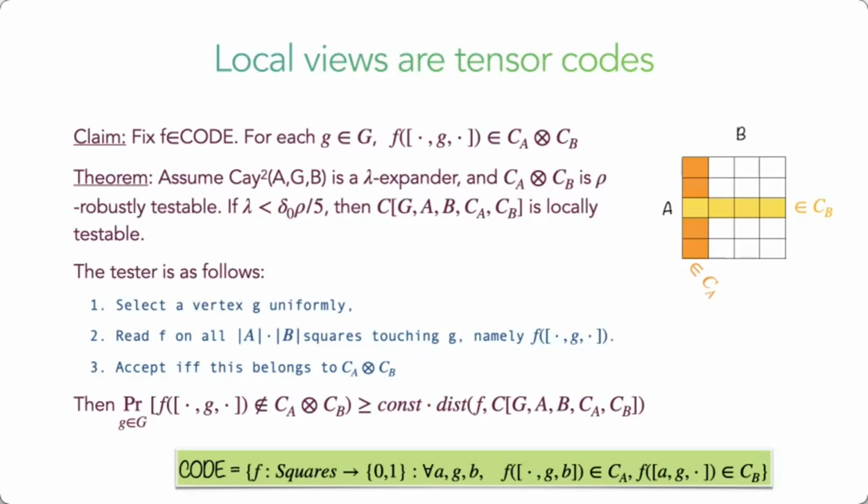What the theorem says really is that you need to change a lot of constraints in order to get a code word that's far.